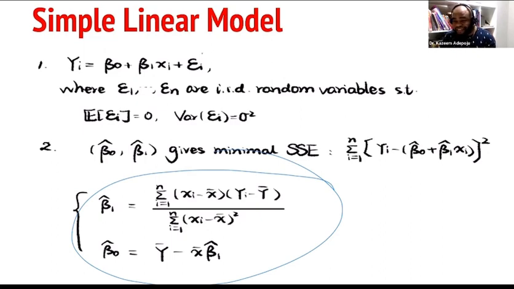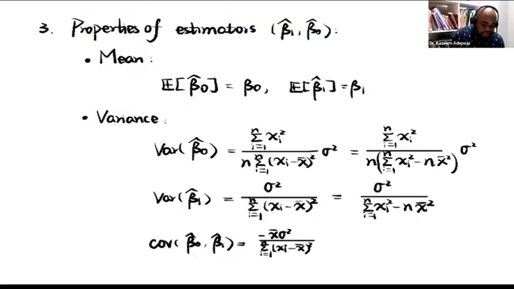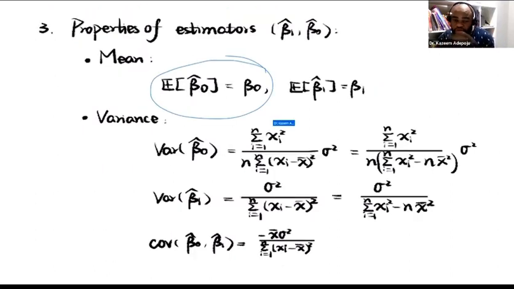And we expect the sampling distribution of that to be normal. Not only that, because the sampling distribution is normal, we believe that the mean of the beta naught cap is going to be beta naught, and the mean of the beta one cap is going to be beta one. So I showed this last week how the beta naught cap and the beta one cap can be regarded as unbiased estimators.